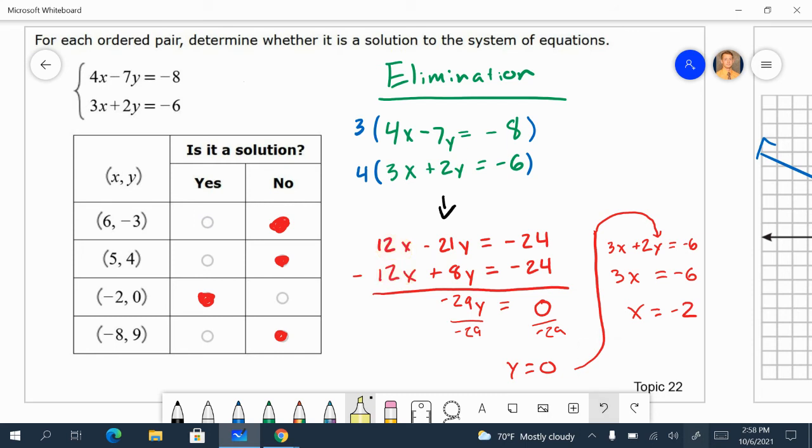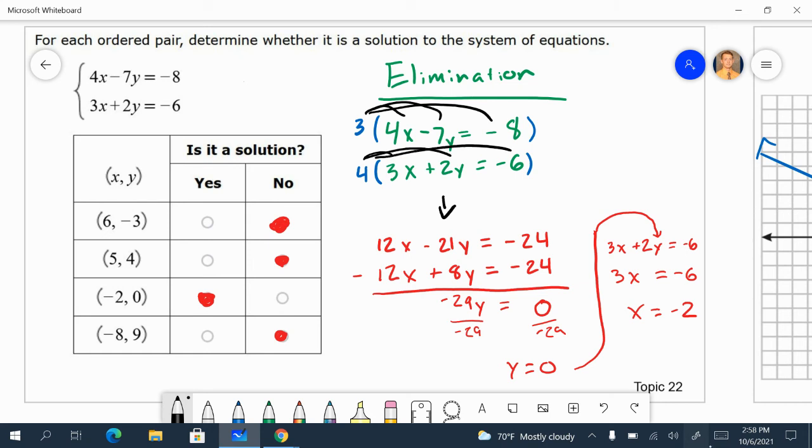And then I can just subtract them and get rid of that variable, or the x variable, I guess. So that's what I did. I multiplied 3 all the way through right here to all three parts. Then I multiplied 4 all the way through.